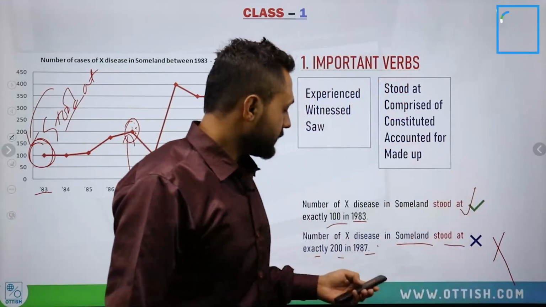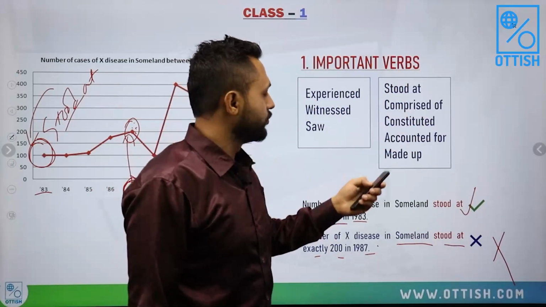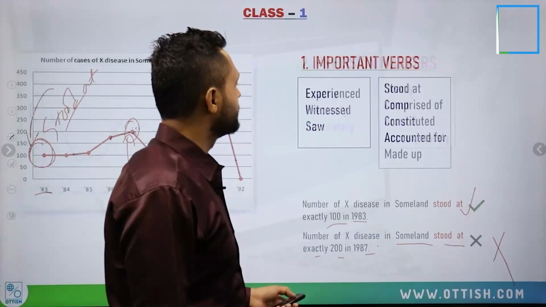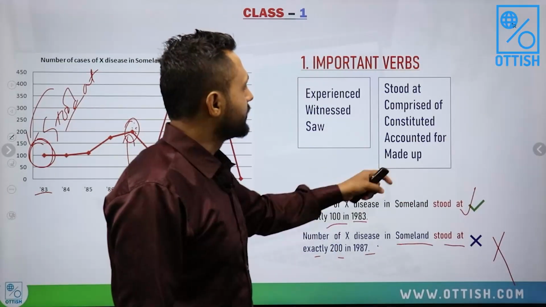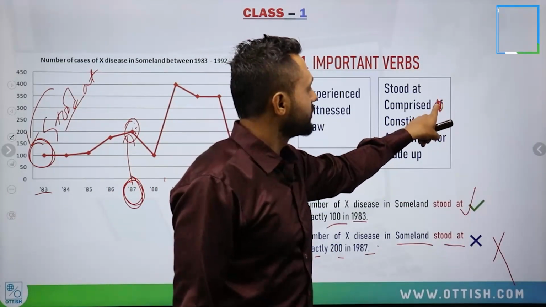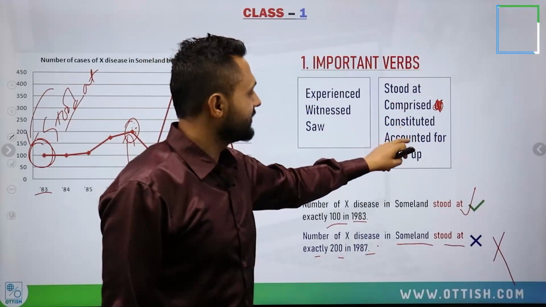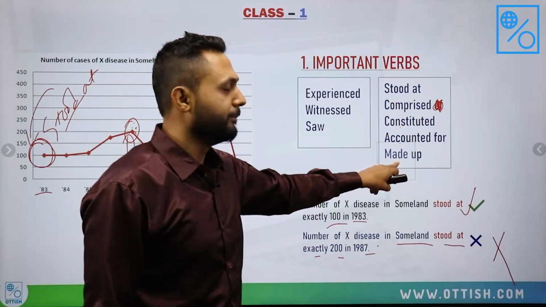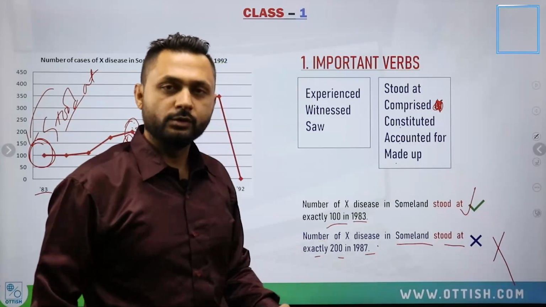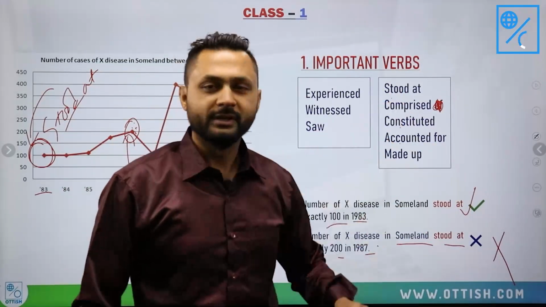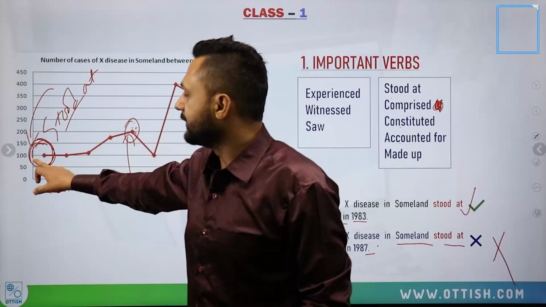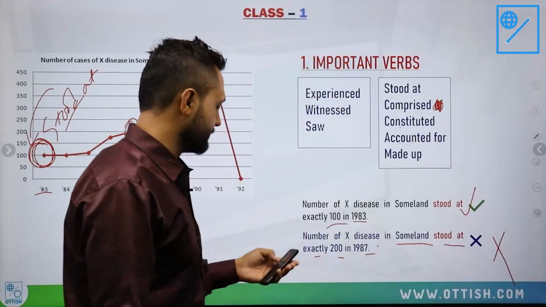Now, except stood at, you can use these words: comprised. I don't want you to use of, just write comprised. So you can use comprised, constituted, accounted for, and made up anywhere you want. But stood at should be written only to explain the initial data. Now let's move forward.